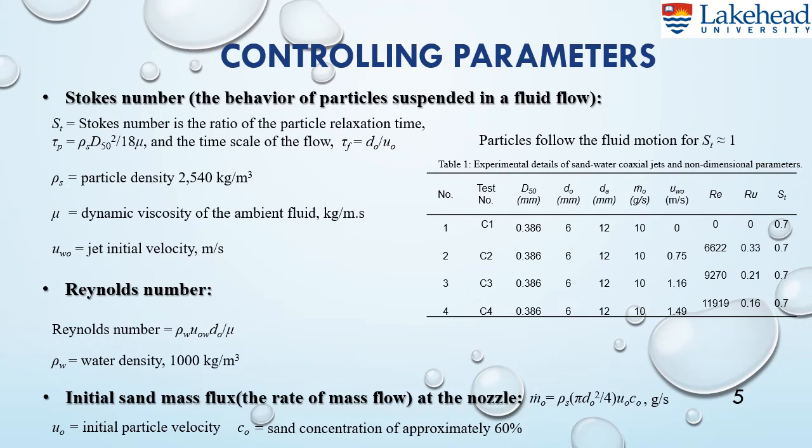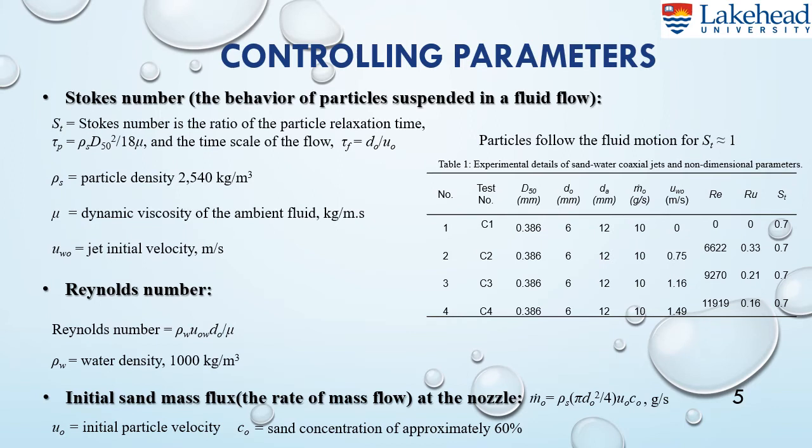In this section, the controlling parameters will be explained. The first one is the Stokes number, that characterizes the behavior of particles suspended in a fluid flow. The second parameter is the Reynolds number, and finally the mass flux, or the rate of mass flow at the nozzle.